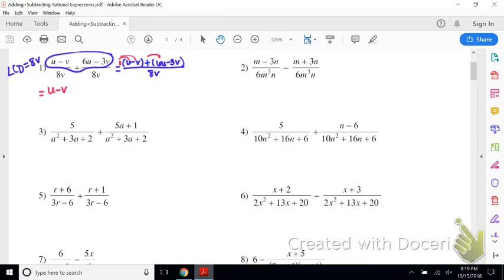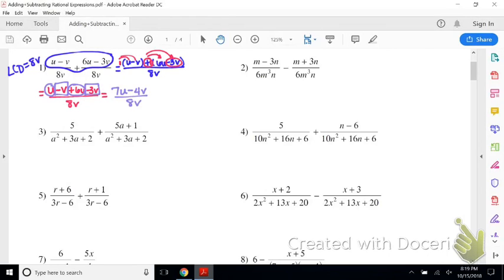And then we're going to take this positive and distribute it. Remember, it's the same thing as a positive 1. So 1 times 6u is positive 6u, and 1 times negative 3v is going to be a negative 3v, all over that least common denominator. Then we can combine our like terms. We've got u plus 6u, which is 7u, and then negative v minus 3v, which is negative 4v, all over the least common denominator.